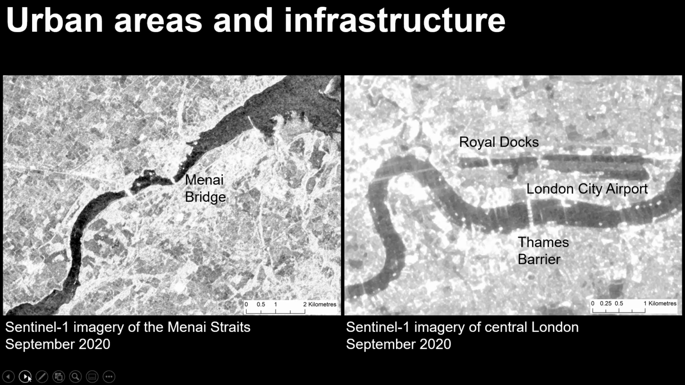So another example of urban areas, things you can see in them. The urban areas are more topographically complex. You can see bridges, you can see rivers, docks, airfields, things like that. So you can use it for visualization in that way.